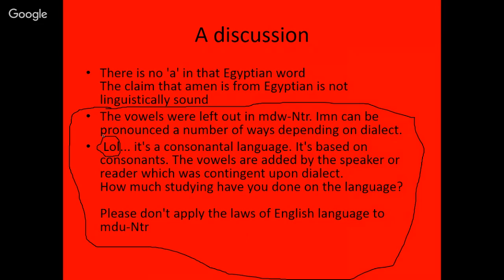It's a consonantal language. It's based on consonants. The vowels are added by the speaker or reader. So if the vowels, according to this person, are added by the speaker or the reader, how then can we take it too serious? What is the point, brothers and sisters, in having a consonant language when the reader or speaker could just put any kind of vowel sound in there? That doesn't make any kind of sense, brothers and sisters. Because if it's contingent upon the reader or the speaker, how then can a person be totally understood if he or she can make it up as they go along in reading or speaking?